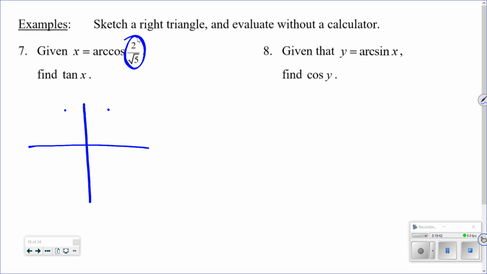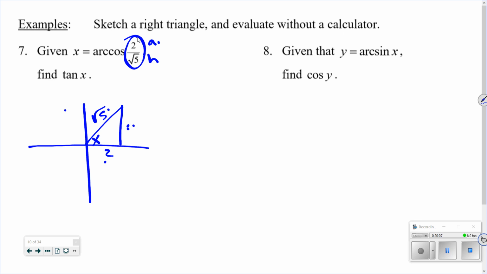And to get 2 as the adjacent side, square root of 5 is the hypotenuse. So to get a positive adjacent side, it's got to be going to the right. So my reference triangle has to be over here. And the adjacent would be 2, hypotenuse would be square root of 5. This is my angle x, right? I want to find the tangent of x. Tangent is opposite over adjacent. So I need to figure out what this side is over here.